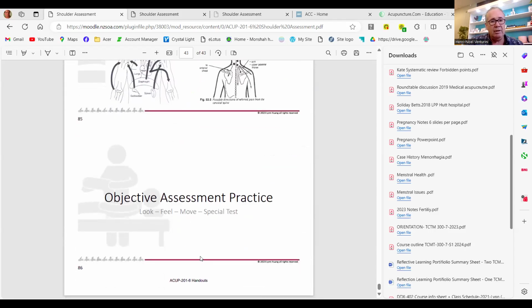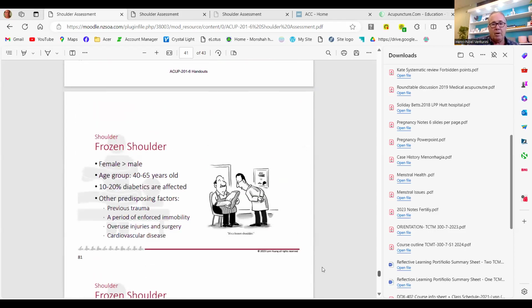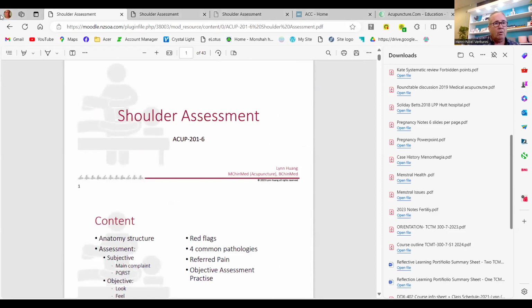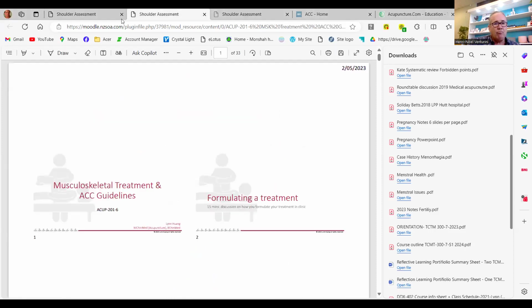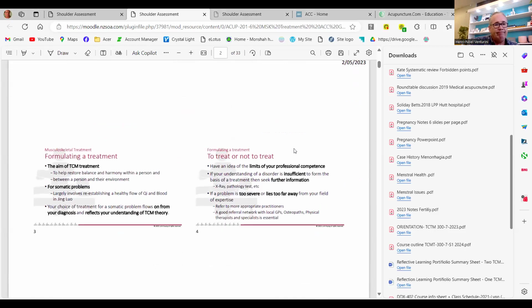All right, so there's the objective assessment practice, which is what we did before. All right. So that covers all that. So this is musculoskeletal treatments of ACC guidelines, formulating a treatment. This is pertaining to the shoulder.